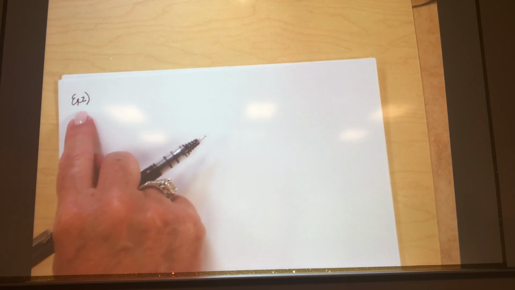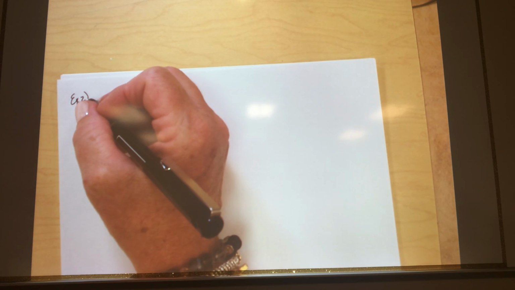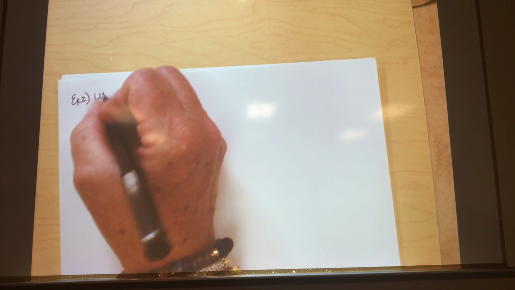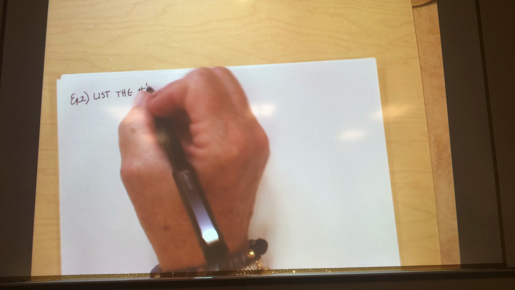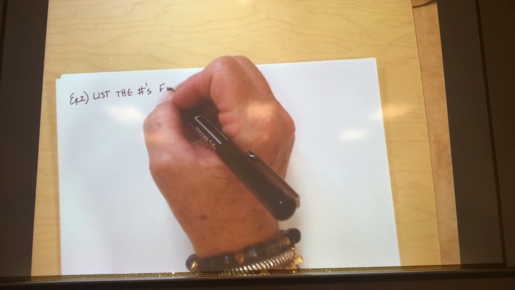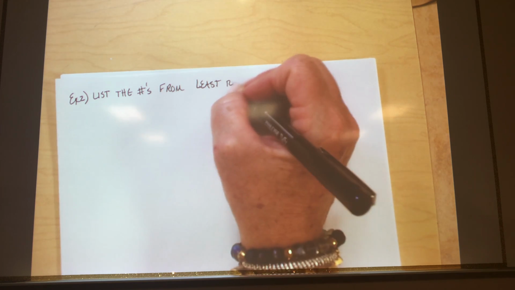So. All right, so here's our problem. Now, if you had a book and you were looking at it, this would be example 2 in section 1, okay? And here's what it says. List the numbers from least to greatest.